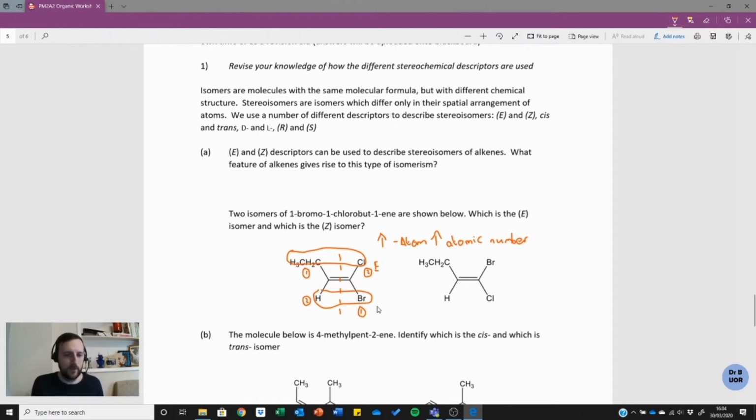If we quickly buzz through how that compares to our other isomer, hopefully you also see that this one is different. If we do the same and assign priority, bromine's number 1, chlorine's number 2, versus hydrogen, which is number 2, versus carbon, which is number 1. This time we have both number 1s at the top and both number 2s at the bottom. Therefore, the number 1s are on the same side of the double bond, and that is denoted as the Z isomer. Okay, and that's all you need for denoting E and Z.